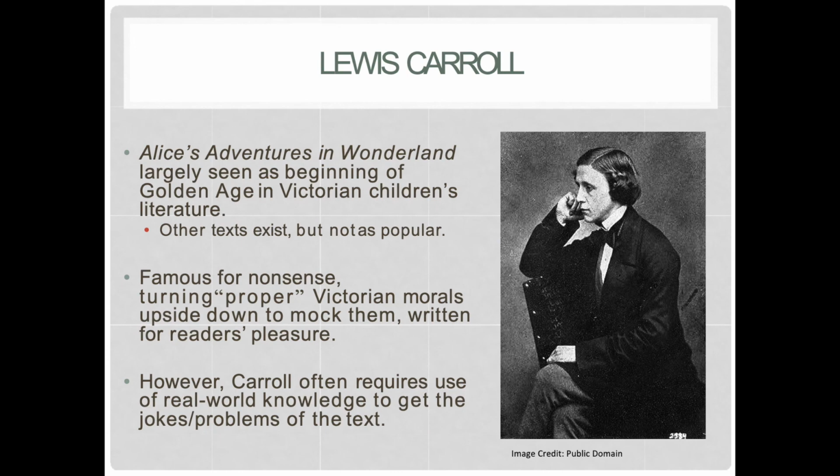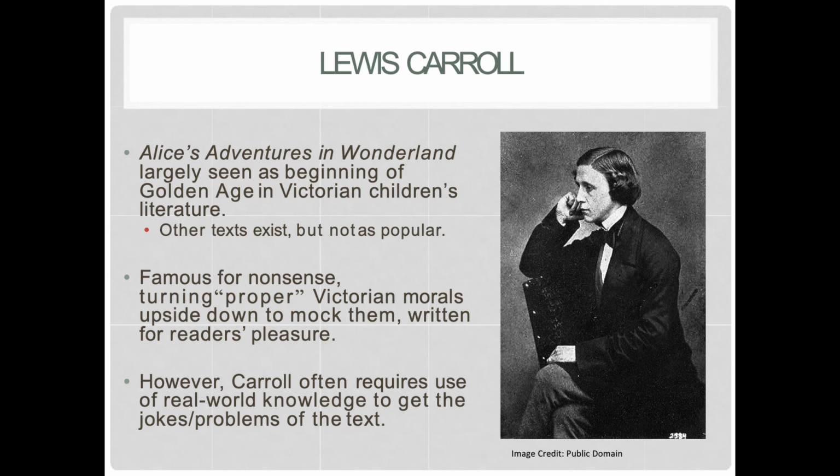So with this background of riddles and rhymes and children's moralism and the evolution of the concept of childhood, we finally get to the most famous children's writer of the Victorian era, and that is Lewis Carroll. Alice's Adventures in Wonderland is largely seen as the beginning of the golden age in Victorian children's literature. Other texts obviously existed before and alongside this text, but none has been as popular or as enduring or had as much cultural impact as this particular book and its sequel, Through the Looking Glass, which we read from.